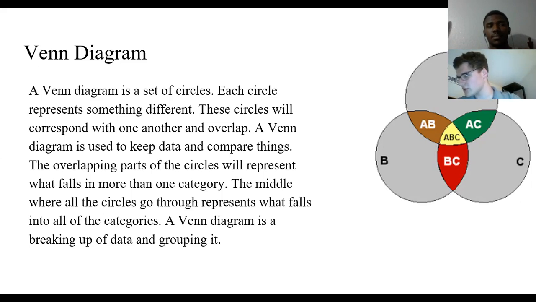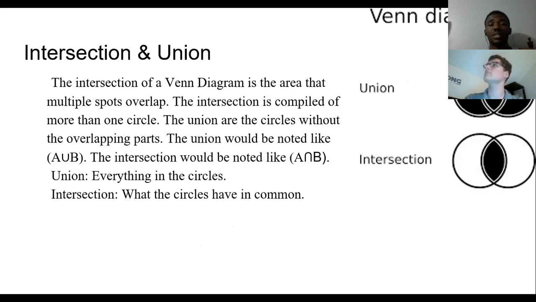My second question, Johnny Scott, is what is an intersection and union of a Venn diagram? Awesome. So the intersection of a Venn diagram is the area where multiple spots overlap. The intersection is composed of more than one. As you can see down here, the intersection shows that it has two different circles, but the intersection of the two circles is the middle. We are not counting the two separate circles. We're only counting the part that's the same in the two circles.